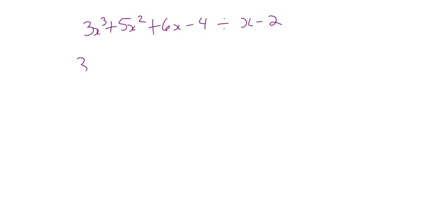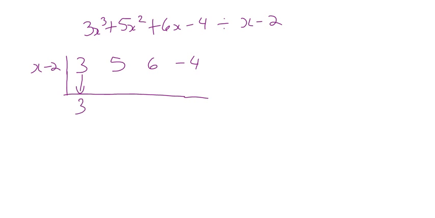Okay, so by the subtraction method, so, okay. Whoops, extend the L down a bit. Okay, so we've got x minus 2, we got 3x cubed, 5x squared, 6x, minus 4. Okay, so here's the method. Bring down the 3.